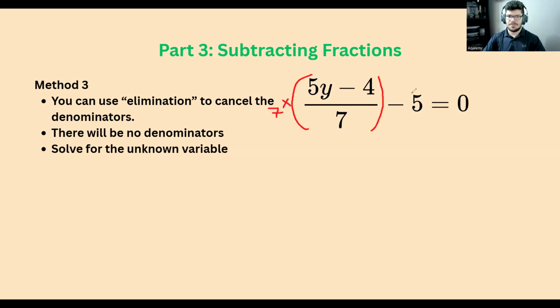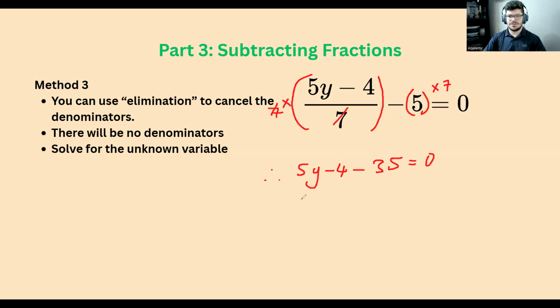7 multiplied by the fraction, so the 7 cancels that out. Essentially what we have is 5y minus 4 is equal to 5 times 7, which gives us 35.